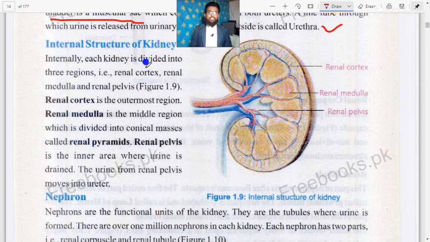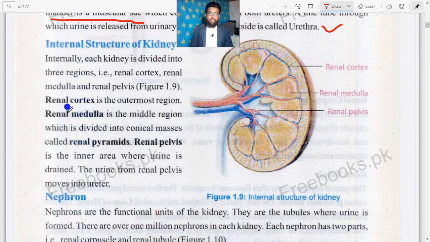Internal structure of kidney. Dear cadets, internally, each kidney is divided into three regions. These are renal cortex, renal medulla, and renal pelvis.